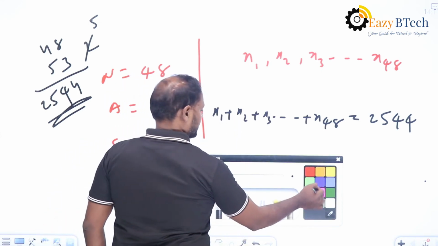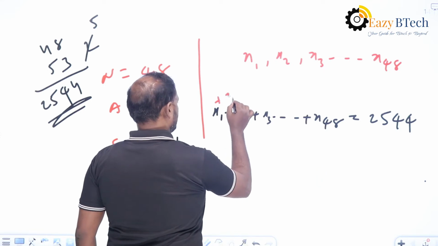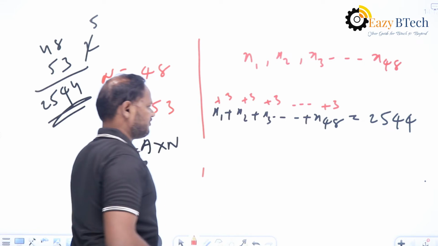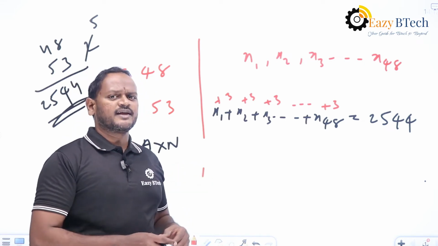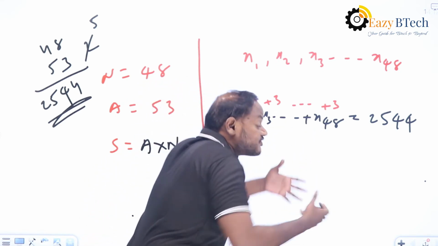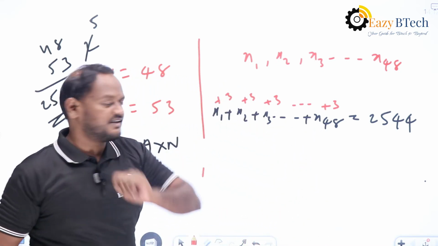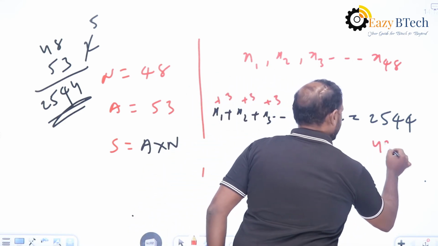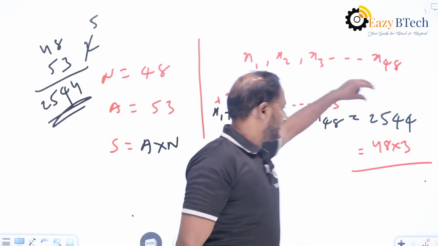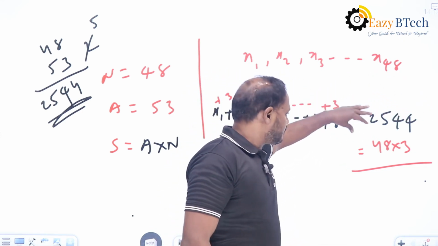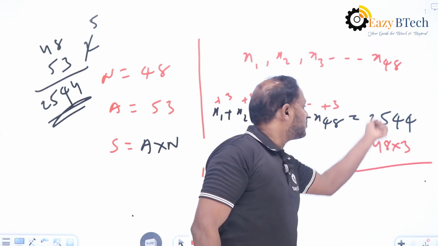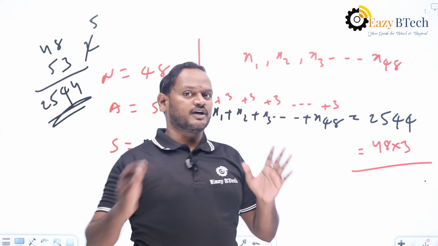Listen carefully now, very important. Plus 3 should be added to every number. So logically, 2544 can be taken as the present value. But each number should be increased by 3, which means how many 3s do we need to add? 48 3s. So 48 into 3 should be added to the already given sum of 2544. Then we can get the total sum.